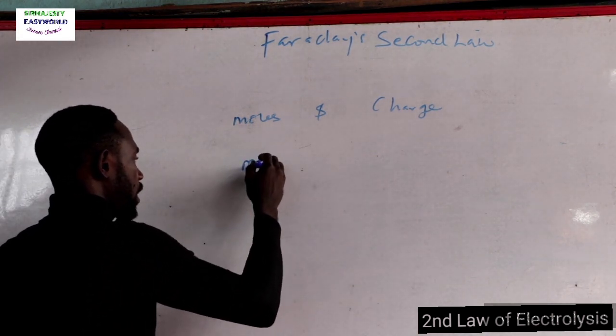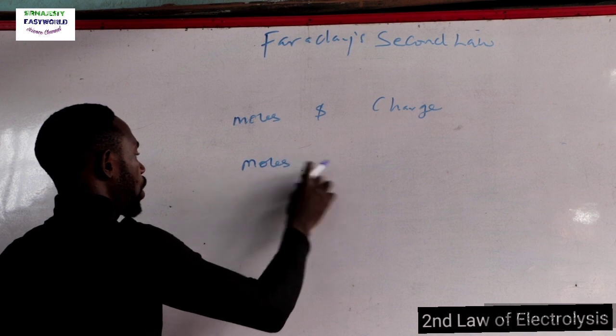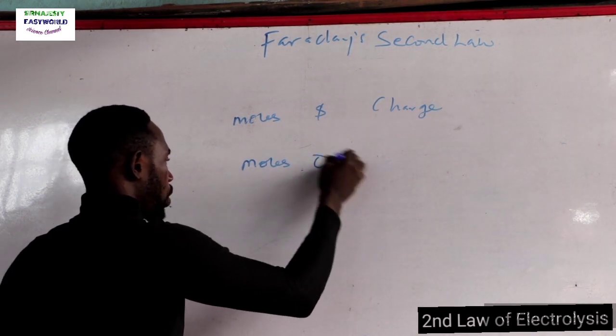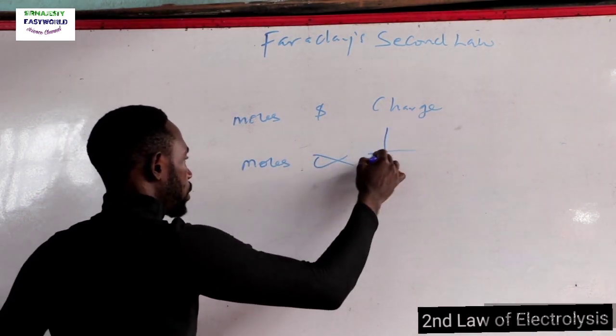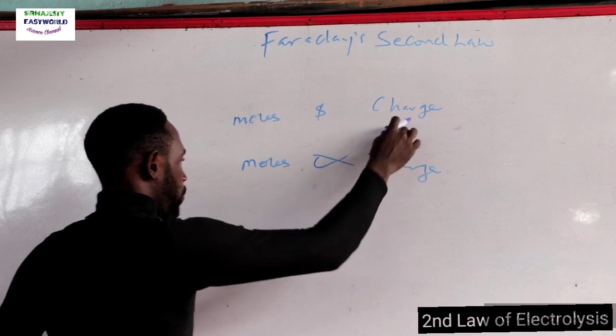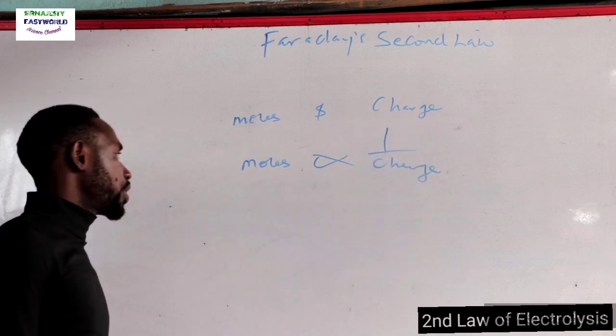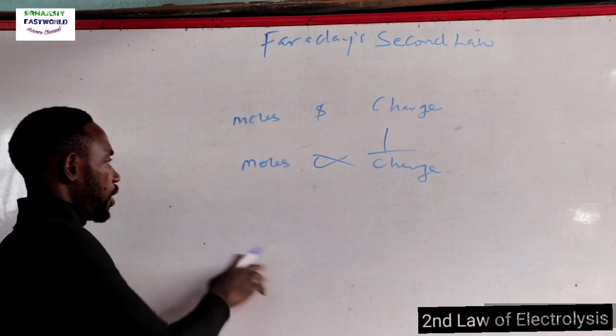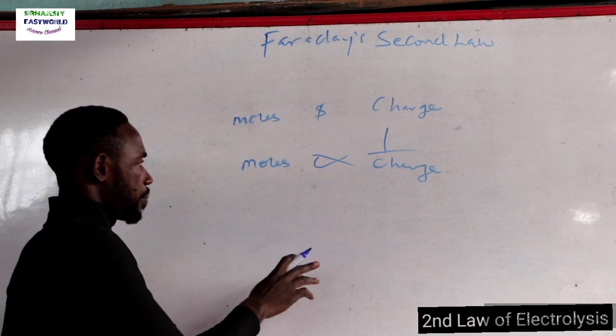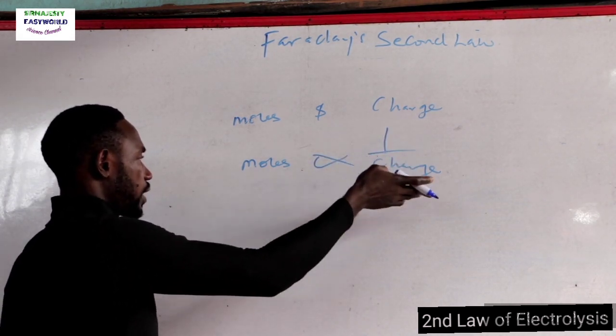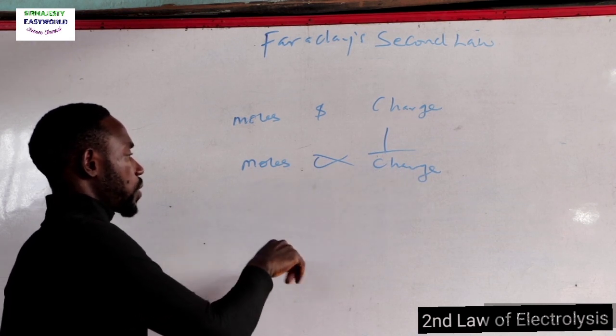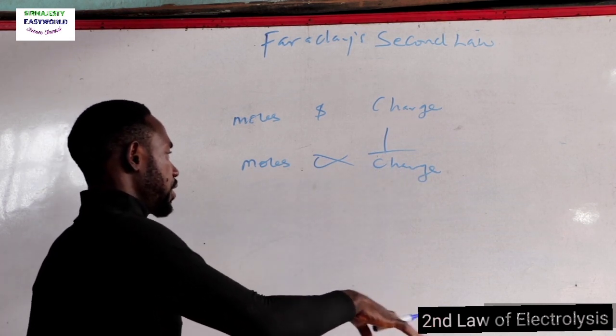So it means, in my own way, that the moles of the element discharged is inversely proportional to the charge, and inverse proportion is 1 over. Which means that if I should do this mathematically, although it's not my business, you have to introduce K in that case. So there should be a constant, which is actually the same quantity of electricity.